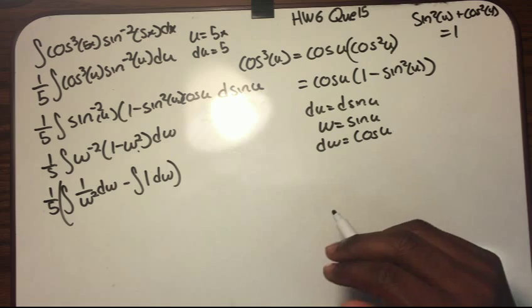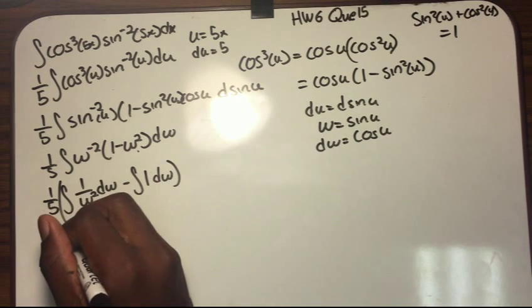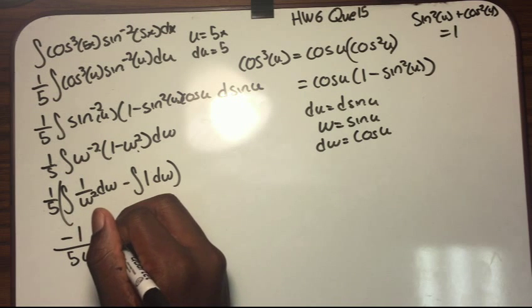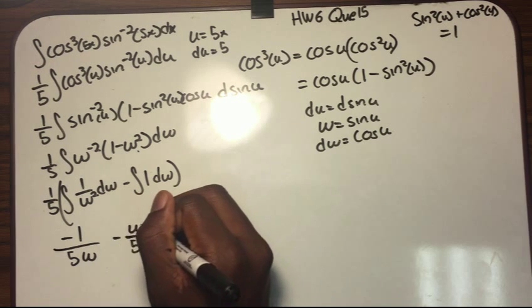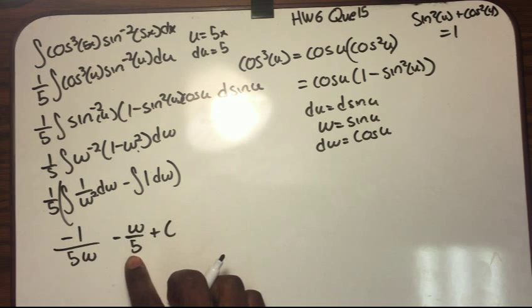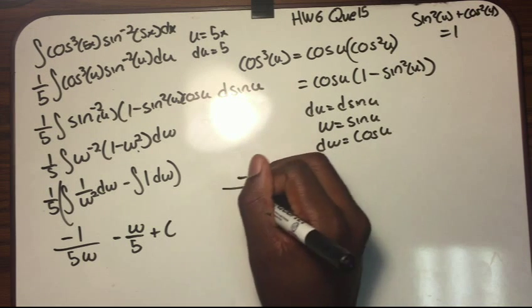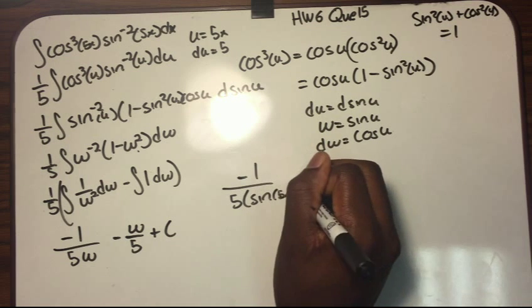Because once we multiply this and this, it's w squared over w squared, which is equal to 1. And once you take the integrals of both, we'll end up getting negative 1 over 5w minus w over 5 plus c.